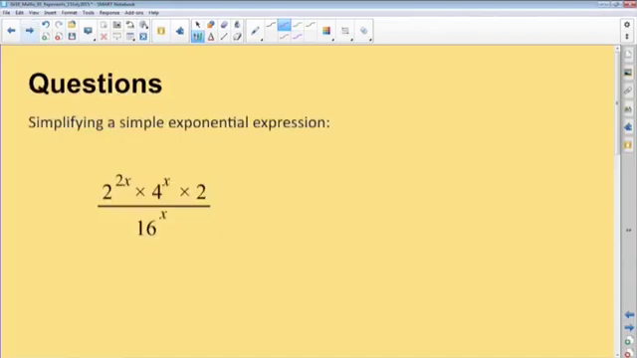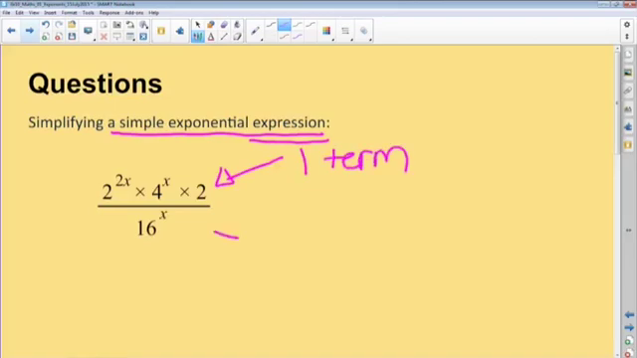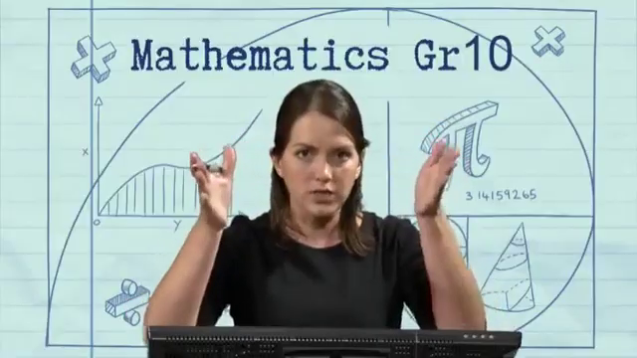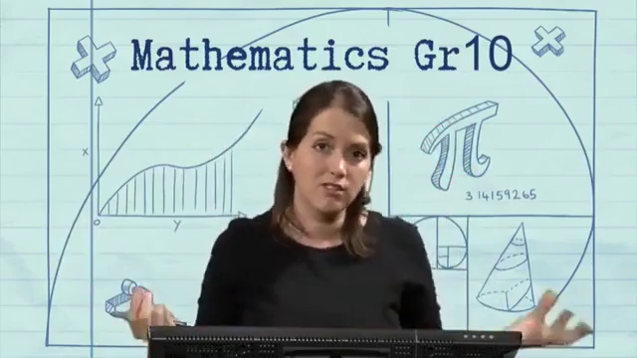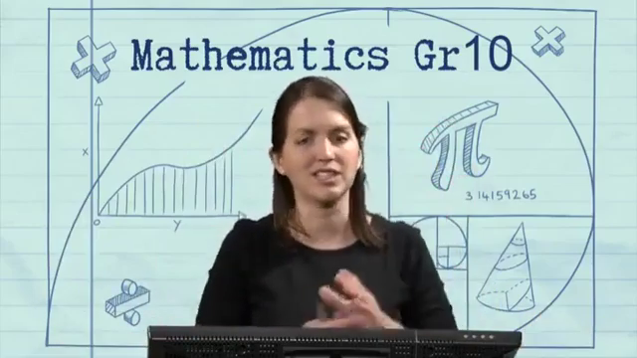Okay, the first question. Now, this type of question is simplifying a simple exponential expression. And remember, we said an expression was something that you could not solve for. You could only simplify it. The reason why this is simple is because there is only one term in the numerator, and let's write that down, and one term in the denominator. And this is very, very important that you pay attention to. So when you have one term in the numerator, it means that there are no pluses or minuses between the bases. So you can cancel, and it makes things so much easier.